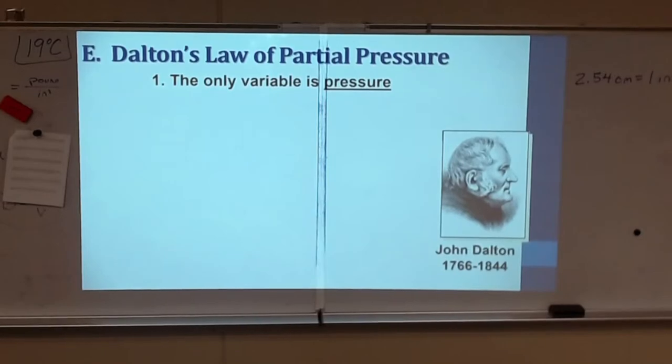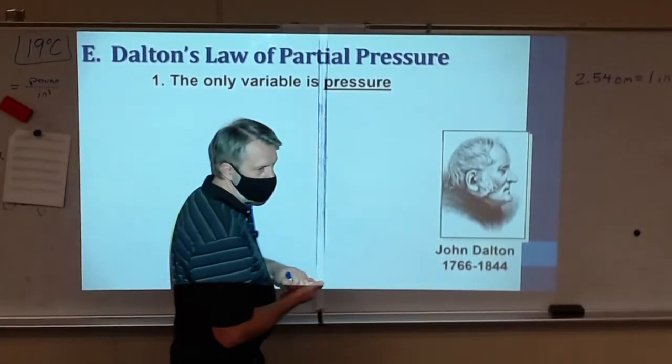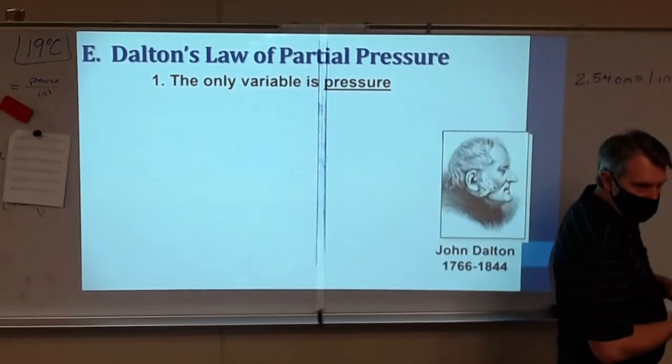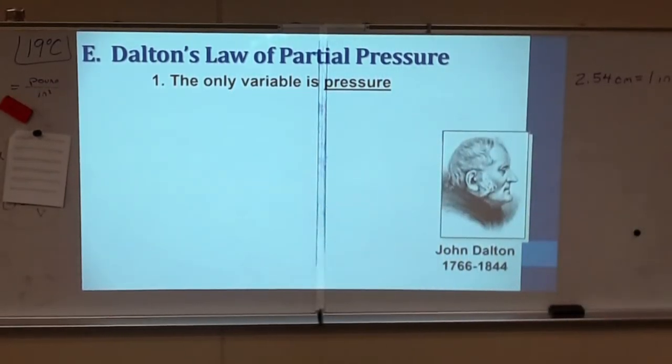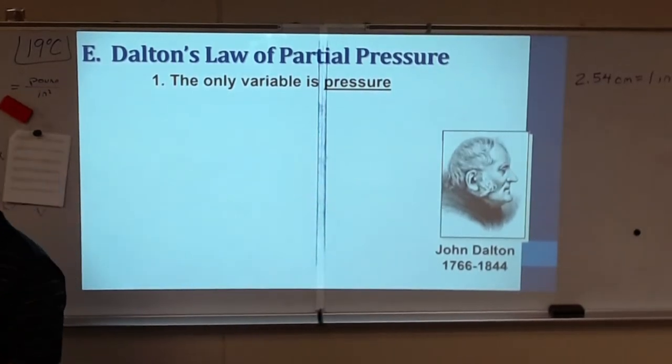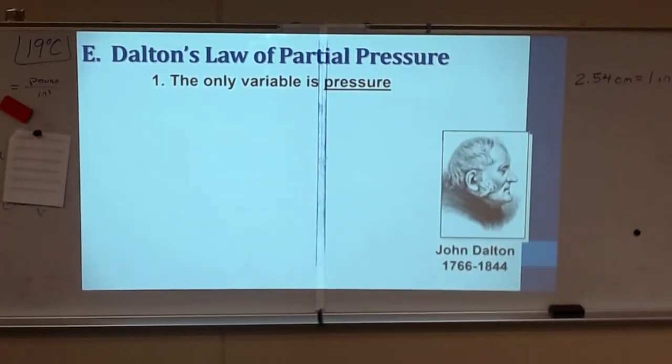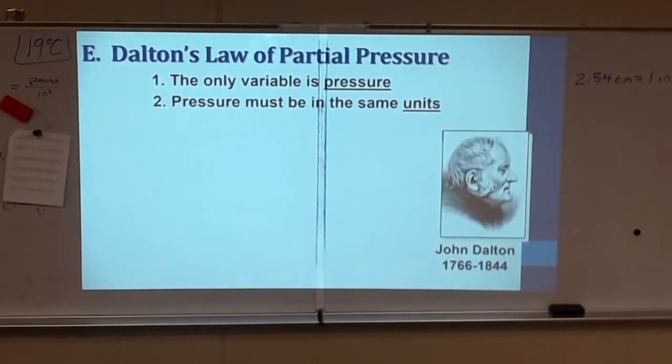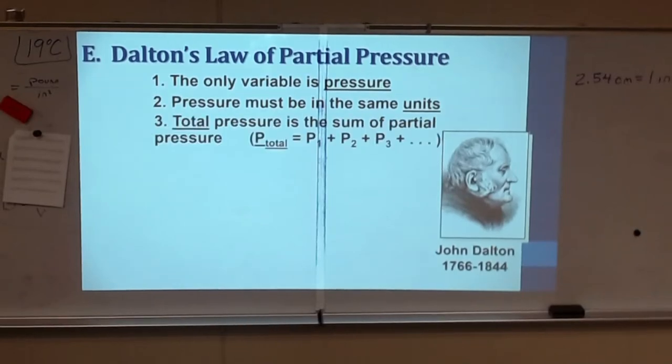In this case, the only variable is pressure. So temperature is held constant. The number of moles is held constant. The volume is held constant. Okay? And so all we're going to be doing is adding things together. And notice that when we do that, you'll be able to add the individual pressures together to get the total. One thing is the pressure has to be in the same units. The total pressure is simply the sum of the partial pressures.